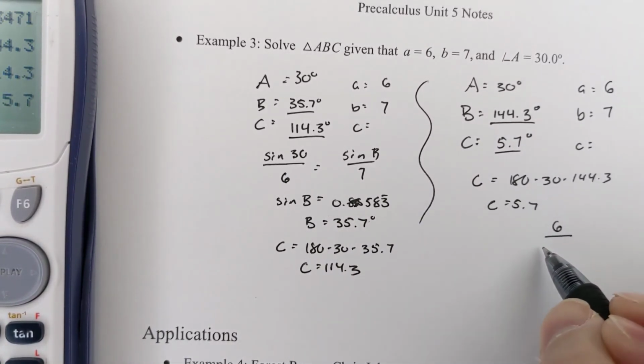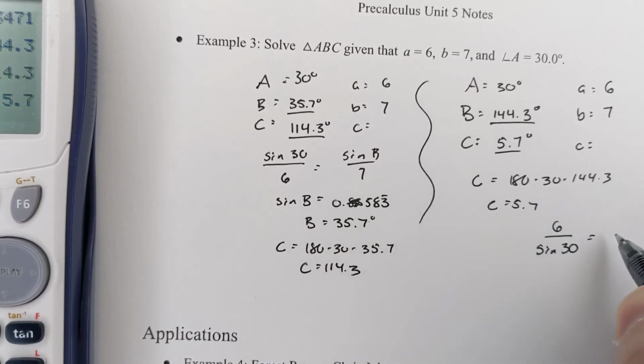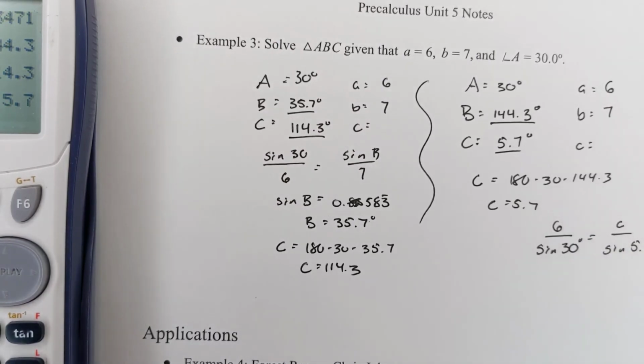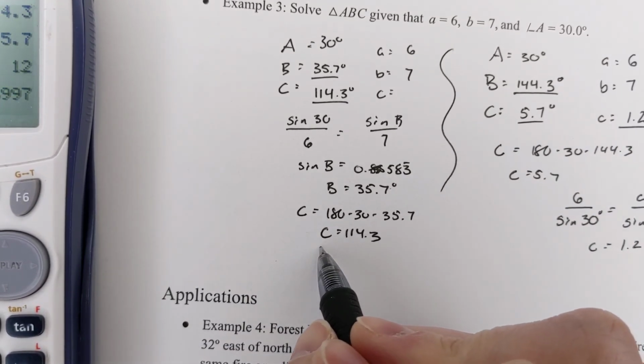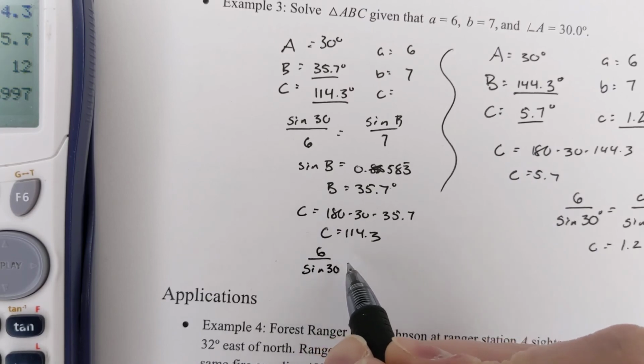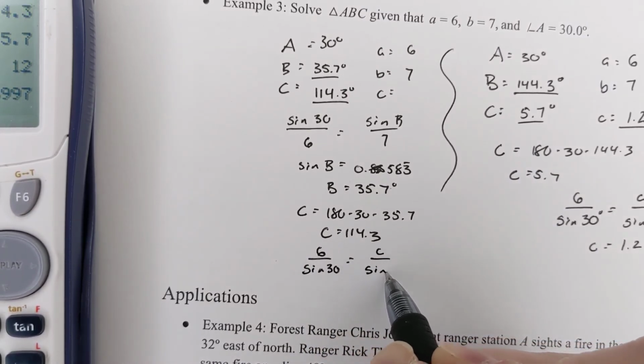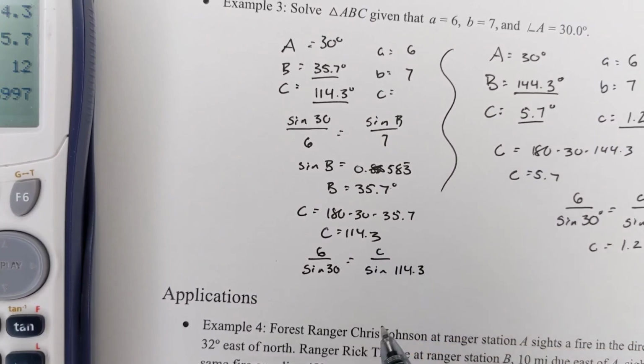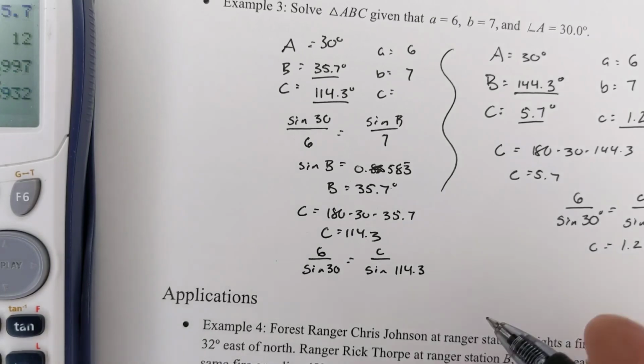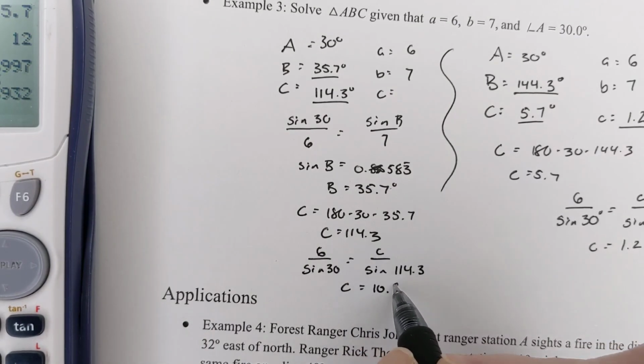So little a over sine big A equals little c over sine big C. So 6 divided by the sine of 30 multiplied by the sine of 5.7, and little c comes out to be 1.2. Over here, 6 over the sine of 30 equals c over the sine of 114.3. So 6 divided by sine 30 times sine 114.3. Little c is 10.9.